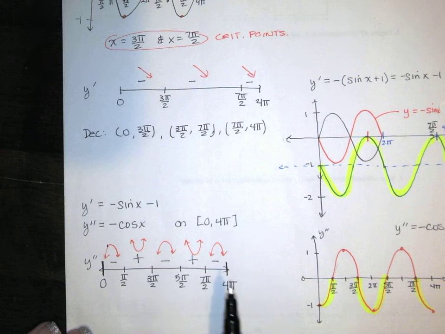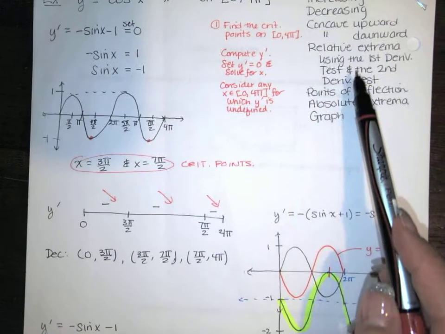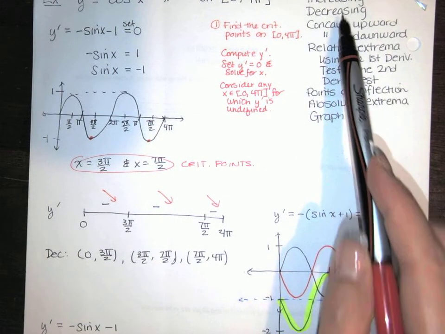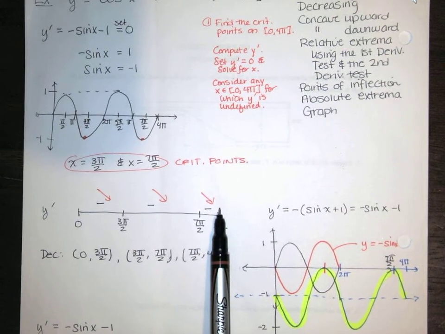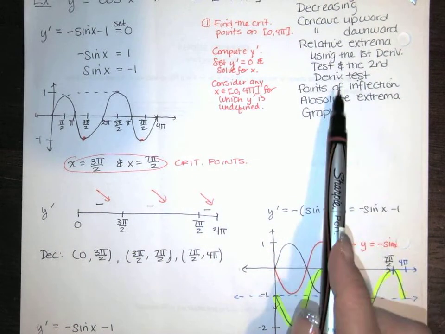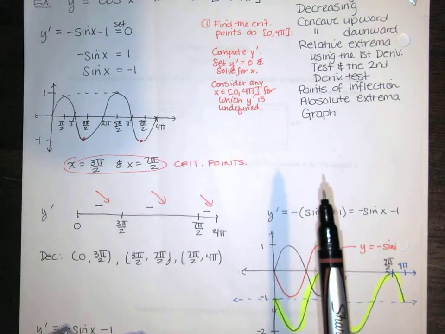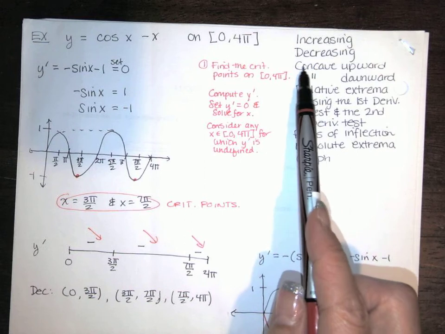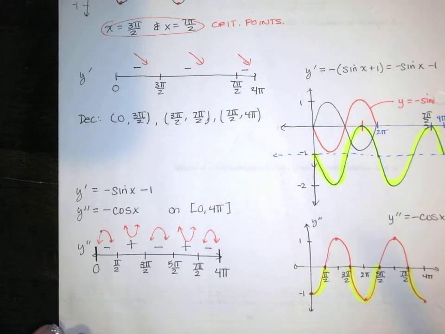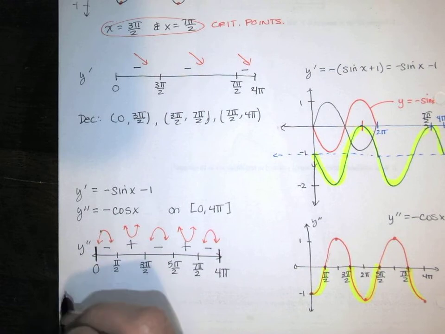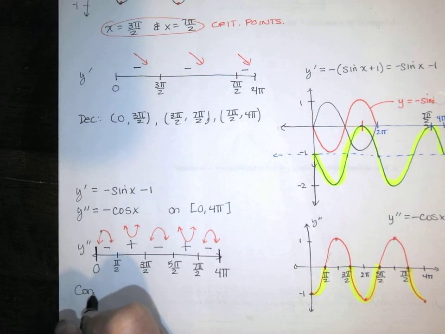Okay. And we've got increasing and decreasing. Turns out it's always decreasing, so there are no relative extrema according to the first derivative test. Where is the graph concave downward versus concave upward? We've got that right here. Let's answer the question.